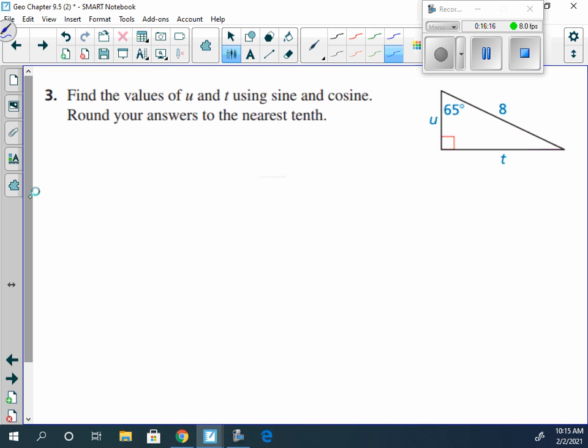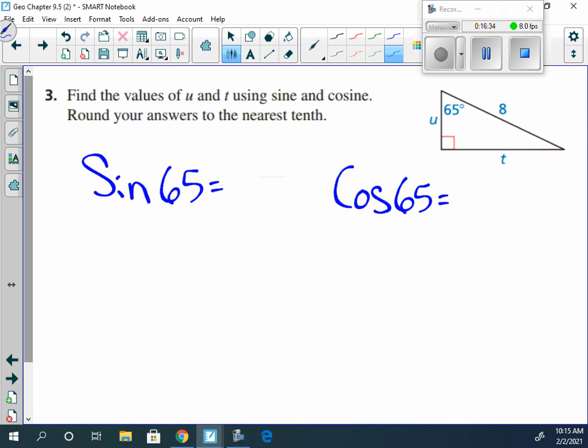Let's look at another one of these here. Now we have 65 degrees, and we know it's a right triangle. I just end up sticking with 65. As dealing with sine and cosine, I can end up finding the two sides. Now sine of 65 degrees is going to be what over what? It should be.